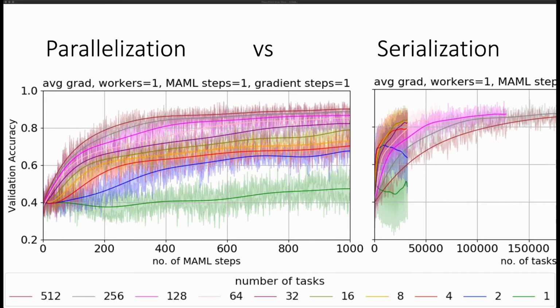We also compared the case of perfect parallelization and perfect serialization. If we are able to sample tasks in parallel, it is best to use as many tasks in a MAML step as possible. On the other hand, if it is costly to sample tasks, it is better to aim at fewer tasks and apply more MAML steps.